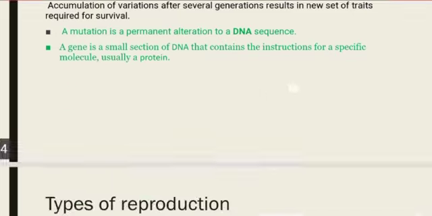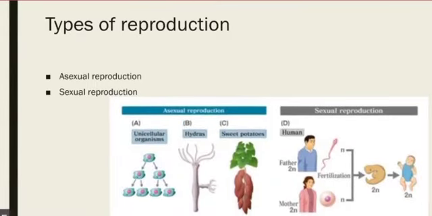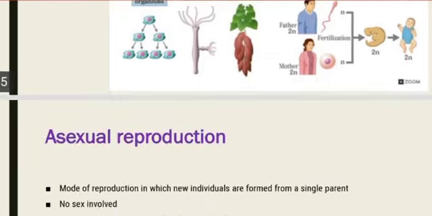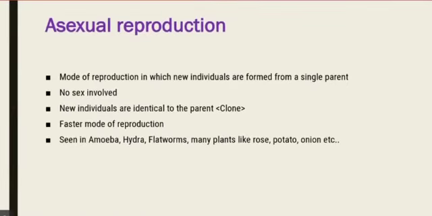And now we will be discussing the types of reproduction. We know that there are two types of reproduction, asexual reproduction and sexual reproduction. The pictures are given here. Unicellular organisms, hydras and sweet potatoes are examples of asexual reproduction. And human beings making their own young ones is known as sexual reproduction. And from the next slide, we will be moving to the explanation of asexual reproduction.